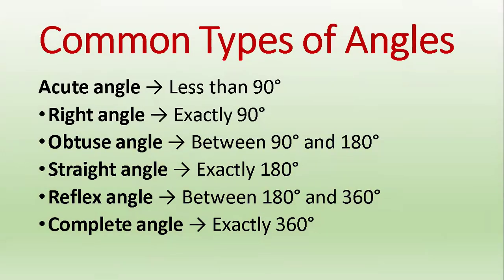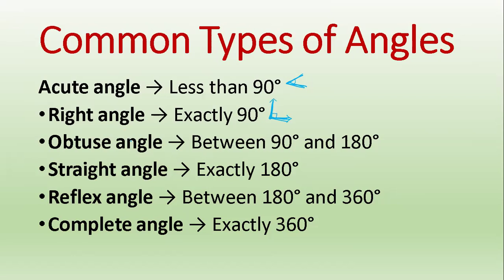One complete angle is equal to 360 degrees. Next, common types of angles. Acute angle: less than 90 degrees. This is looking like this, less than 90 degrees. Right angle: exactly 90 degrees. This is exactly 90 degrees, like this.